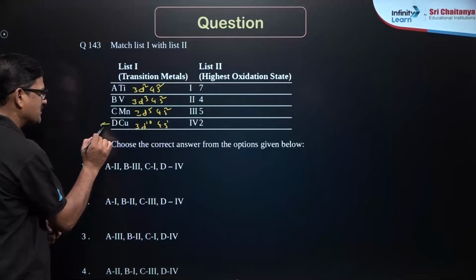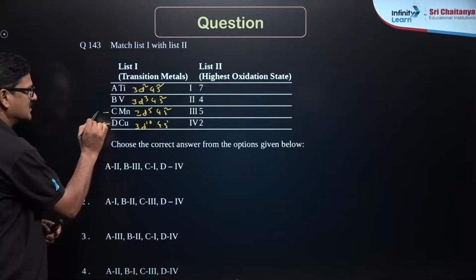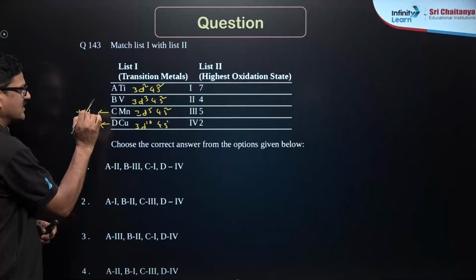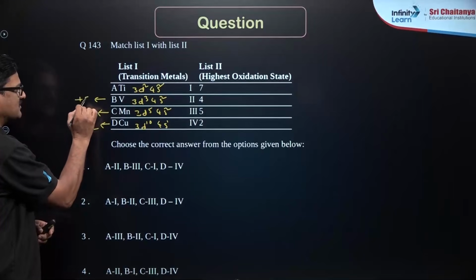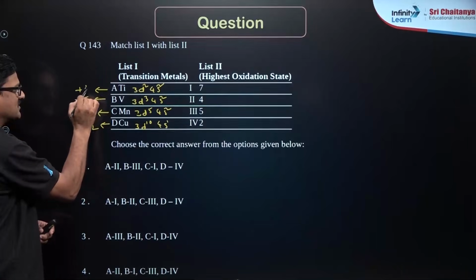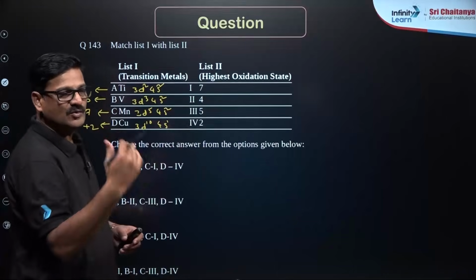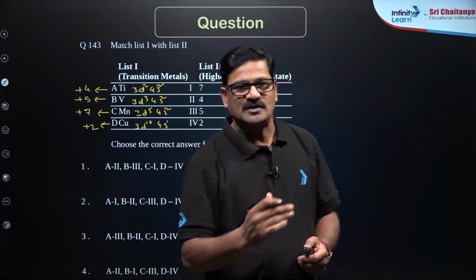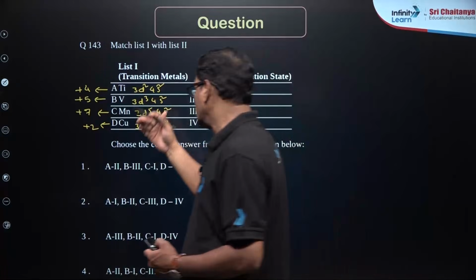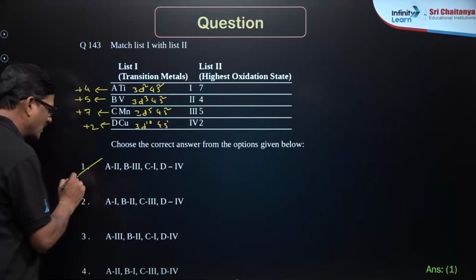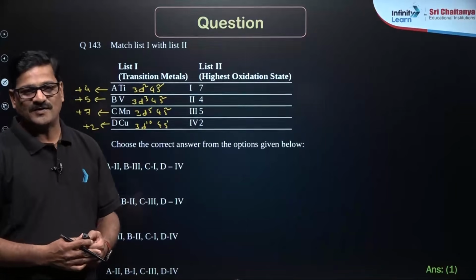So copper exhibits a maximum of +2 oxidation state and manganese exhibits +7 oxidation state, vanadium exhibits +5 oxidation state, titanium exhibits +4 oxidation state when they utilize these outer shell electrons. So based on this, I would say option 1 is going to be the correct answer for this question.